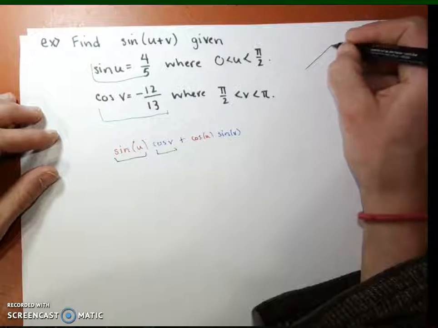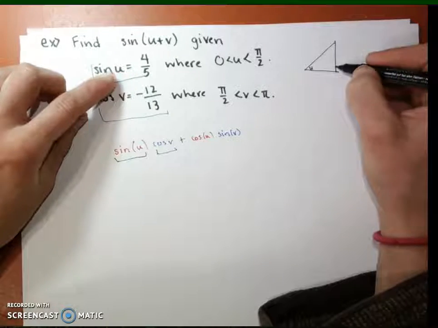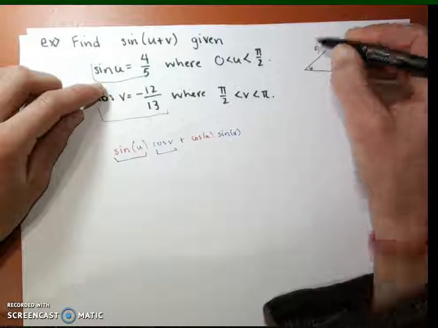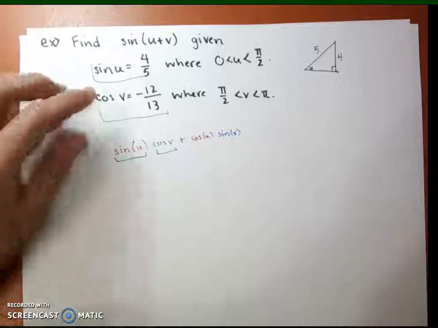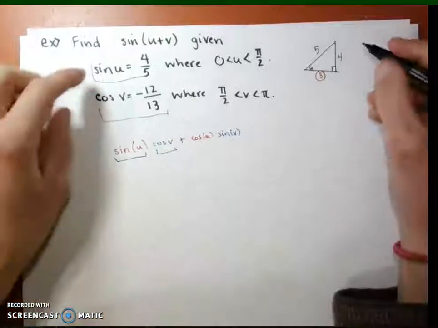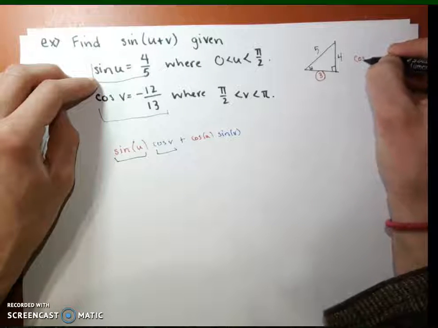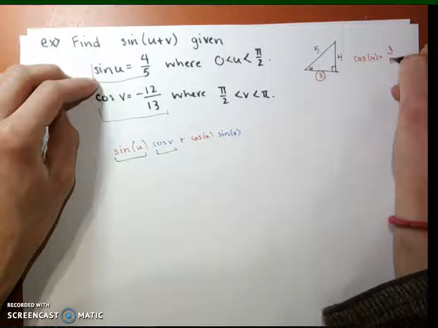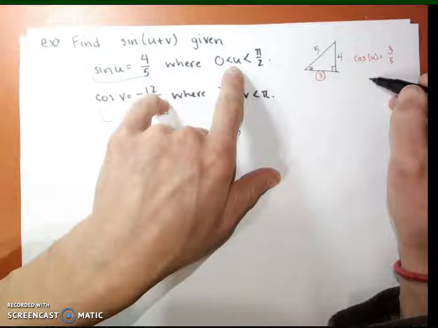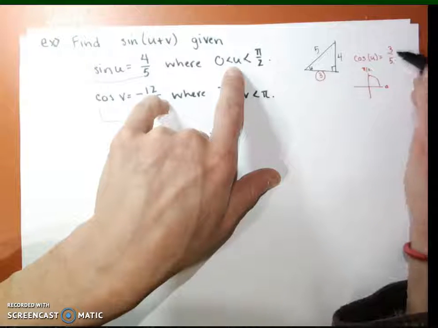So first, if u has sine equal to 4 over 5, then I can draw a triangle where the opposite is 4 and the hypotenuse is 5. And I could use Pythagorean theorem to fill in this adjacent side. It's going to be 3. So that tells me that cosine of u equals 3 over 5. And I just need to make sure that this should be positive 3 over 5. I'm given this information that u is between 0 and pi over 2. So it's in this quadrant, which means it should be positive.